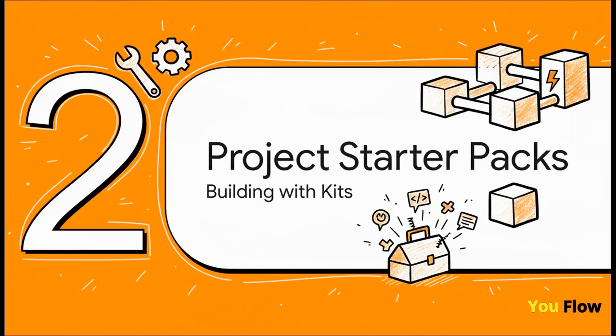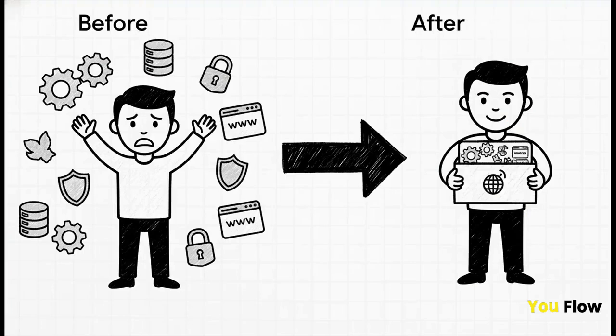Okay, let's move on to Section 2, your project's starter pack. The best way to understand this is to think of them as pre-packaged kits for building your app. I absolutely love this analogy. Seriously, think about it. If building an app is like cooking a big meal, then starter dependencies are those meal kit delivery boxes. Instead of you having to go to the store and hunt down 20 different ingredients, you just get a box. It has everything you need, all measured out, ready to go for a specific recipe.